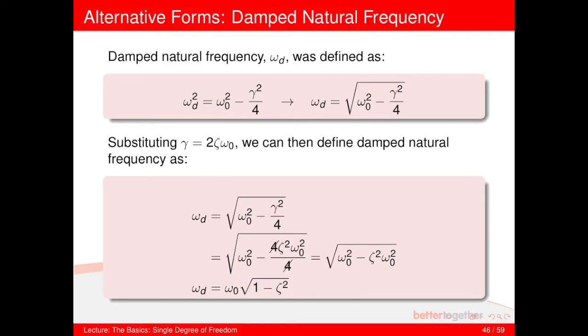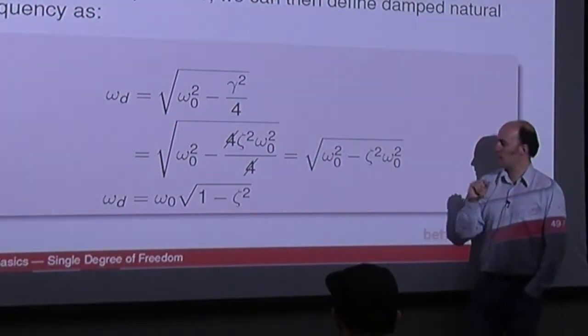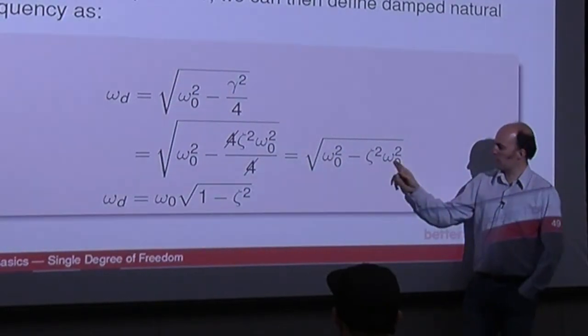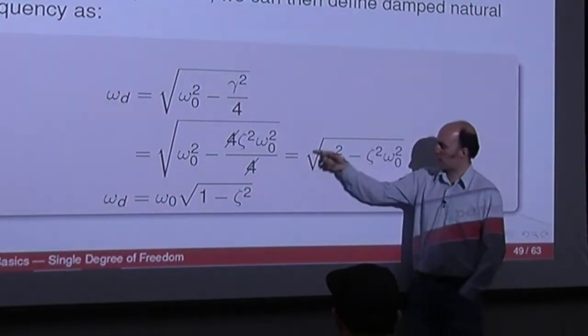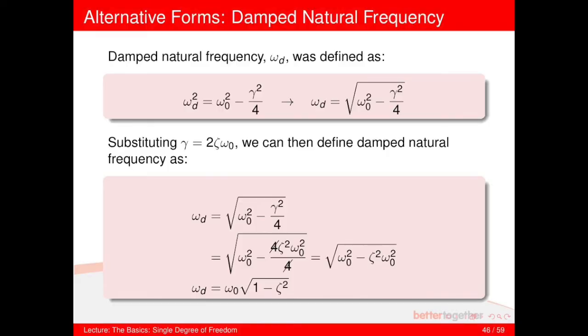The 4s will cancel. So you have omega naught squared minus zeta squared omega naught squared. Well, there's an omega naught squared in both of those terms, so that can come out, and you end up with omega naught times the square root of 1 minus zeta squared. So omega d, this is the other form of omega d you may have seen before, which is perfectly valid as well.